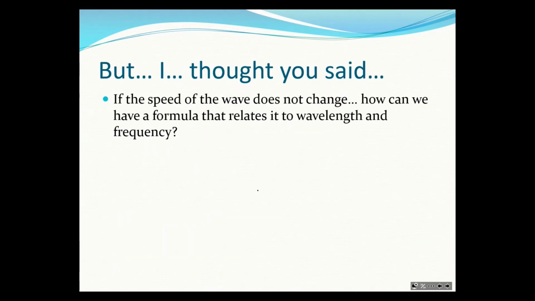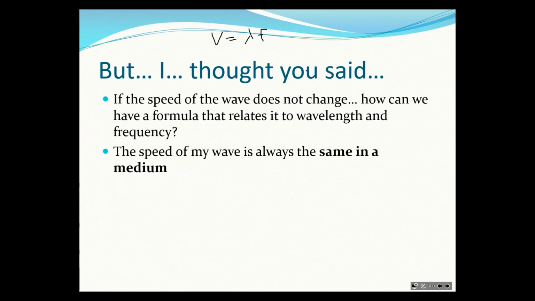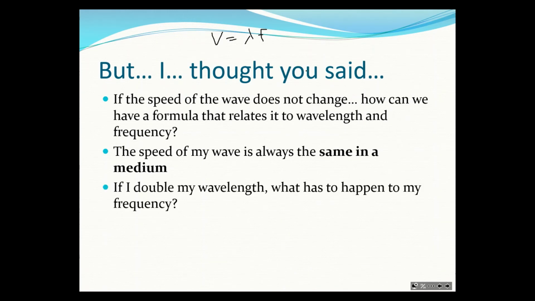But the weird thing is, we're saying that the speed of a wave equals lambda f, but if the speed of the wave does not change, how can we have a formula that relates it to wavelength and frequency? That's weird because we said that the speed wasn't affected by it. The speed of the wave is always the same in the same medium, right? So if I double my wavelength, what has to happen to my frequency?